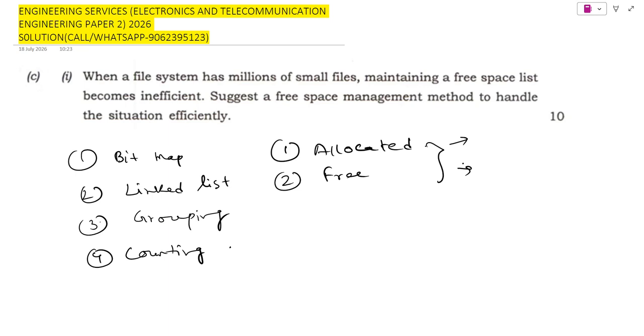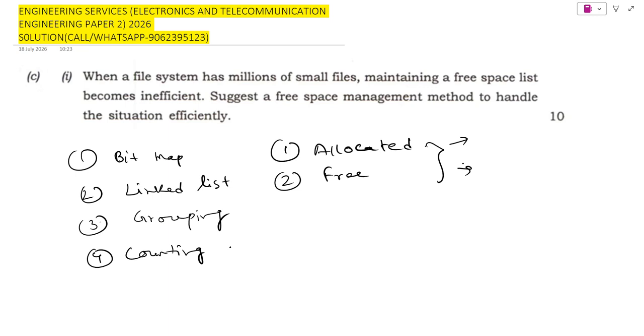Okay. Now suppose the file system contains millions of small files. Small files are continuously created and deleted. As a result, the free blocks become scattered. The linked list of free blocks becomes extremely long, and to find suitable free blocks, the operating system has to traverse many pointers. So this increases the search time, disk accesses, and the allocation overhead. So hence the linked list method becomes inefficient.